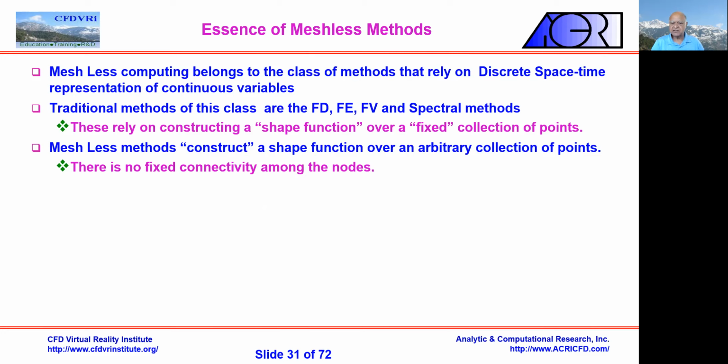So traditional methods of discrete meshes, finite difference, finite element, finite volume, spectral, they all need meshes. Okay, they rely on a shape function or a fixed collection of points or some kind of a finite element, tank and tube, whatever you call it. Okay, the meshless methods construct a shape function essentially over an arbitrary collection of points. There is no fixed connectivity among the nodes. Okay.